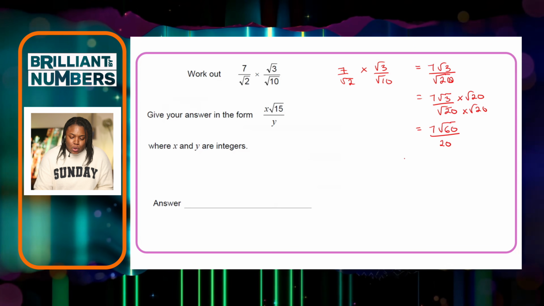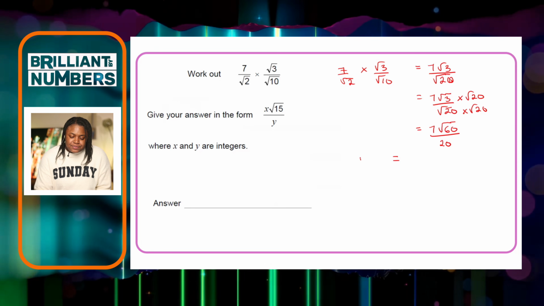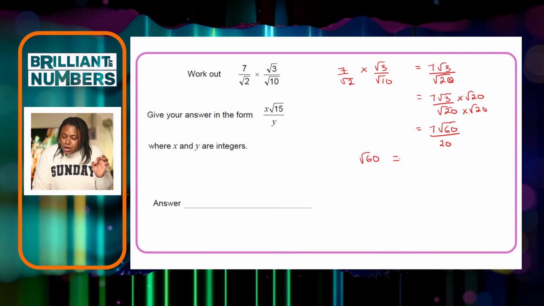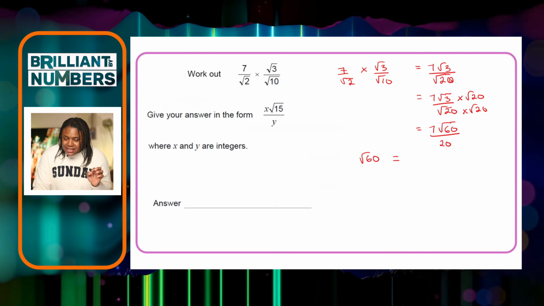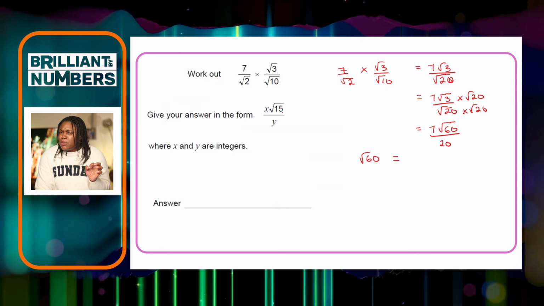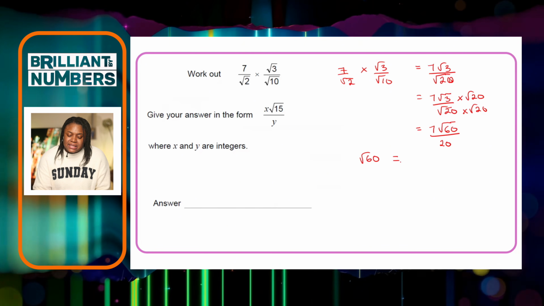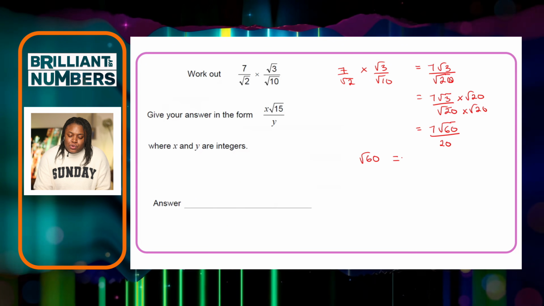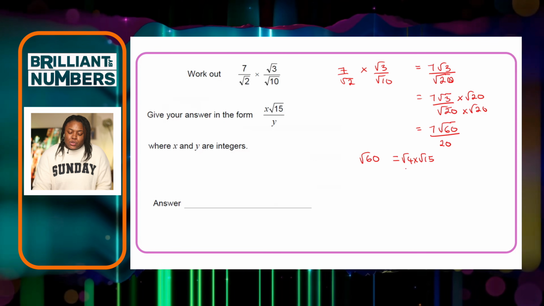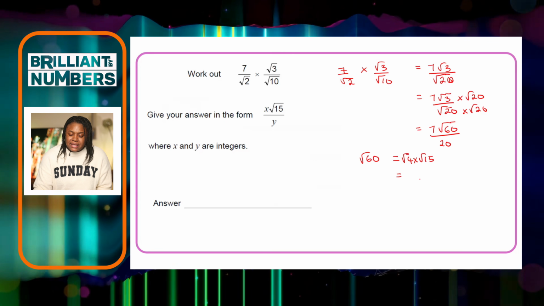So root 60 can be written as, just break it down along the side. We need a square number that goes into 60. But remember, one of our numbers has to be 15. So what square number times by 15 makes 60? That's 4. So root 60 can be written as root 4 times by root 15. Okay? So if that's true, let's put this back together now.